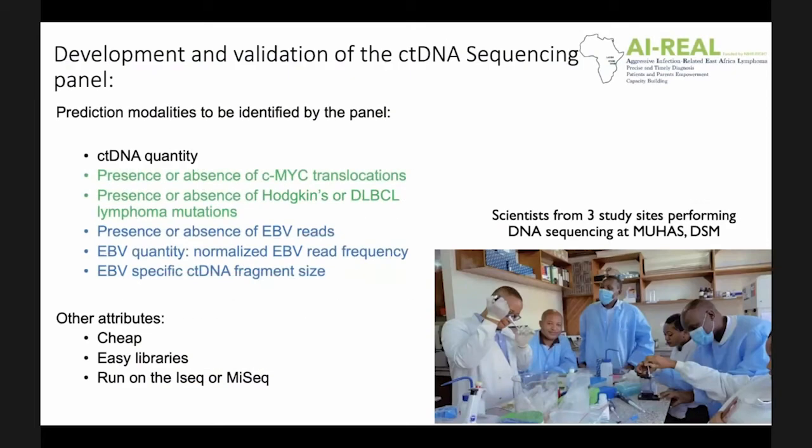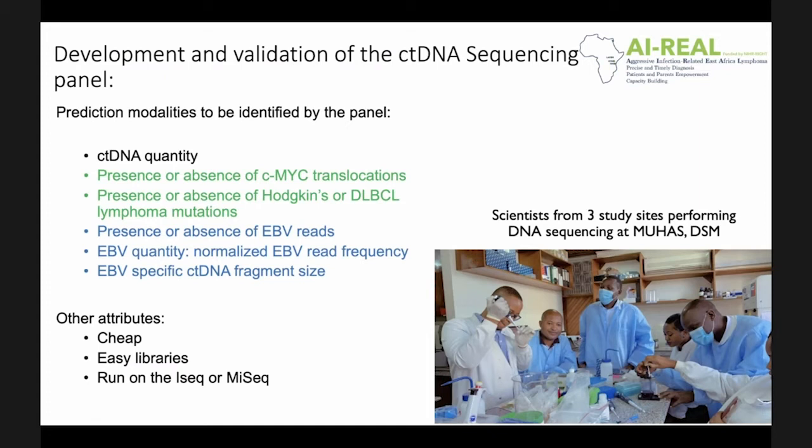So the background behind the development and the design of the liquid biopsy panel: it's obviously targeting cell-free circulating lymphoma DNA and also the EBV DNA. And we are looking specifically at different modalities, primarily at the overall ctDNA quantity as measured by analyzer. We're then obviously looking for the c-MYC translocations and also for some recurrent mutations that are known to be present in either Hodgkin's disease or diffuse large B-cell lymphoma.